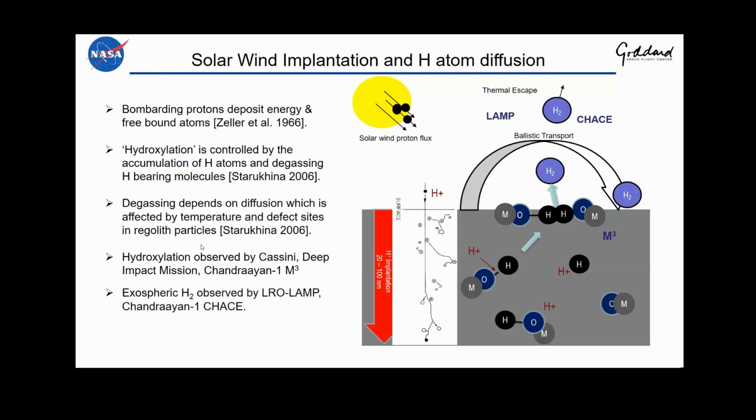And we have some observational evidence of this. Of course, at the surface, we have M-cubed observations. There were some observations by Cassini, also by the Deep Impact mission. And in the exosphere, we have observations from CHACE in the magnetotail and LAMP of molecular hydrogen. So when you have observations of the proton flux coming in and the hydroxyl or water signature, we can really connect the dynamics of this cycle to understand it much better.